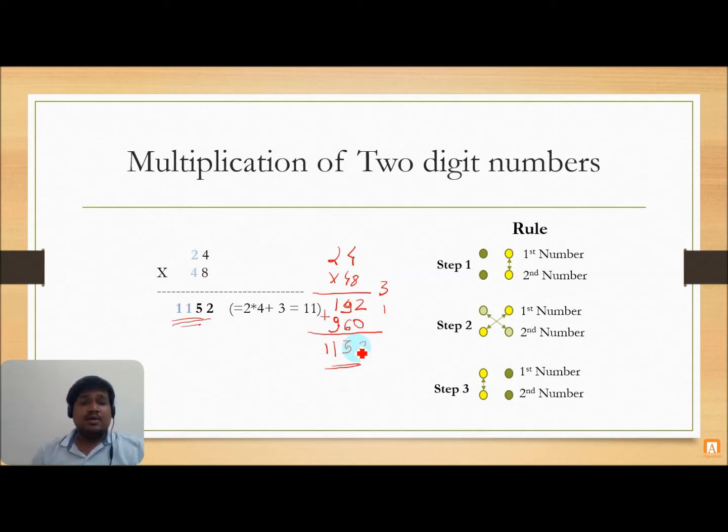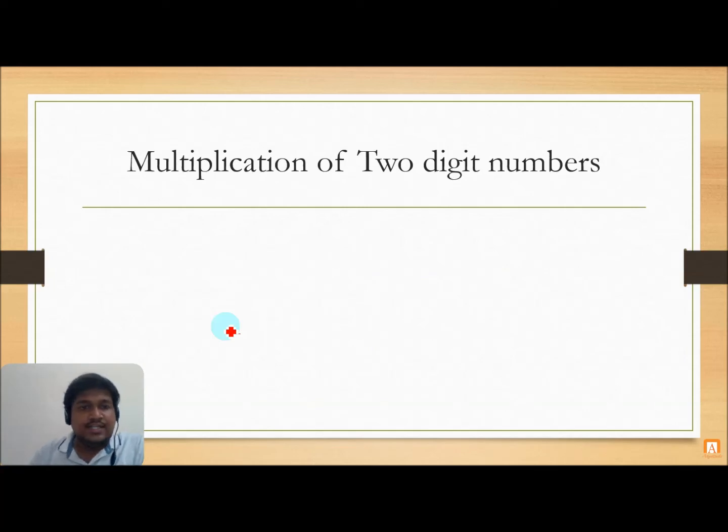So I do believe that if you practice it much more, you will be able to solve a lot of problems with the Vedic mathematics method, and very easily. At the same time, your fear of mathematics and multiplication can reduce drastically. So friends, let's take another example. The other example is 95 into 52.